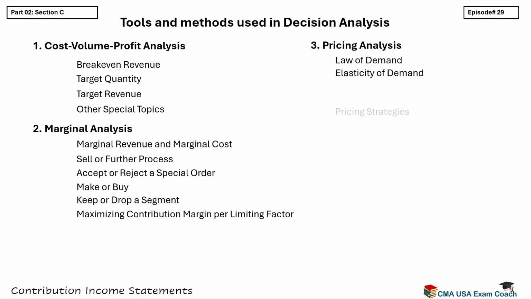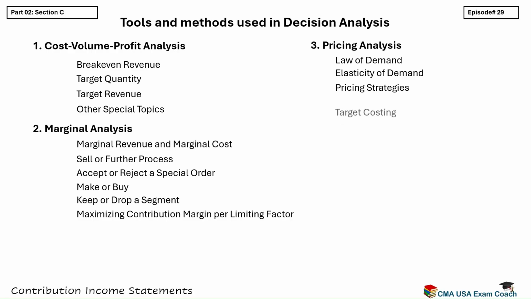Third, pricing strategies. Businesses can choose from many pricing strategies depending on their goals and market conditions. Some common strategies include penetration pricing, setting a low price to enter the market and attract customers quickly. Skimming pricing, setting a high price initially, then lowering it over time as competition increases. Competitive pricing, pricing products similar to or slightly below competitors. These strategies help companies balance between profitability, market share, and customer loyalty.